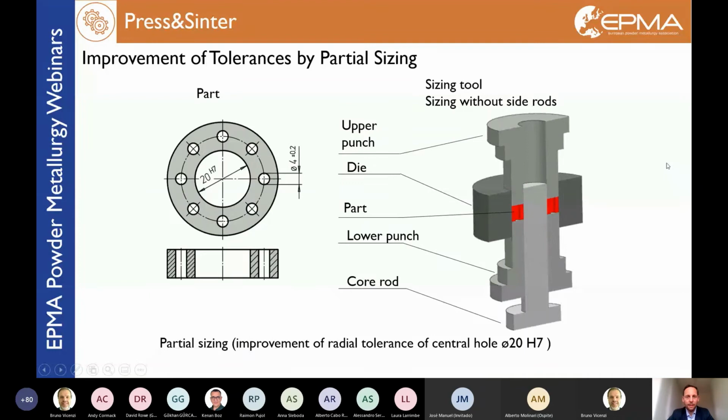This is an example. Again, I have a compacted part like this, and the tight tolerance is needed just on the inner diameter, so obviously I don't need all the small core rods, but the sizing tool has just the lower and the upper punch and the precise inner core rod.